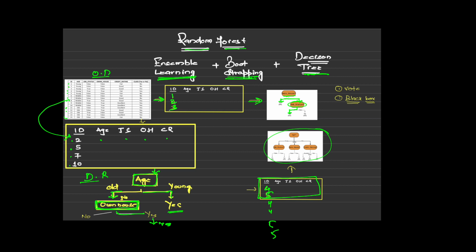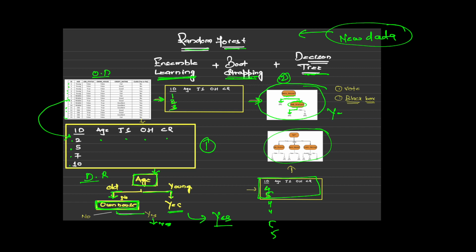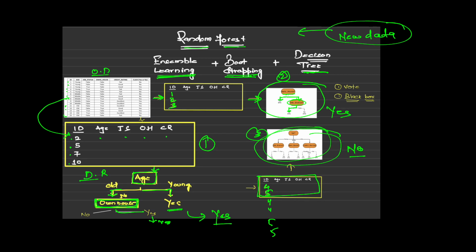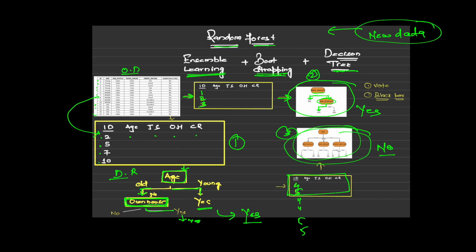Now assume you get new data. So what you will do, you will run this new data through the first decision tree. Assume the answer is yes. Then you run the data through the second decision tree. Assume the answer is yes. And then you run the data through the third decision tree and the answer is no. Now you will vote. And we know yes is winning the vote. So therefore at the end you will say yes to the person, you will lend the loan to the person. Okay. That's what the random forest is.